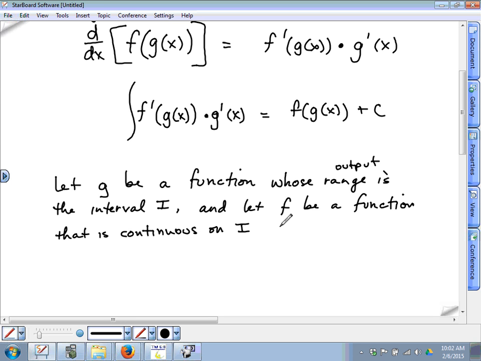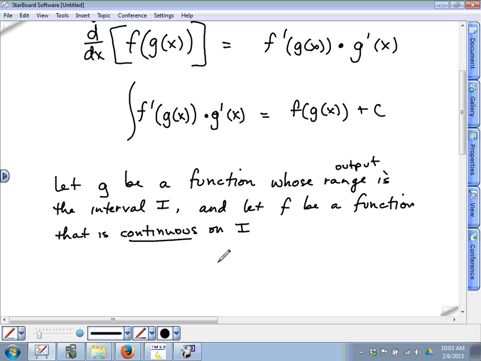Now this phrase right here: let f be a function that is continuous on I. What does it mean that it's continuous? There are no holes in the graph. There aren't any discontinuities. Is that mostly describing the domain of f or the range of f? If it's talking about continuity of a function, is that describing the domain or the range?